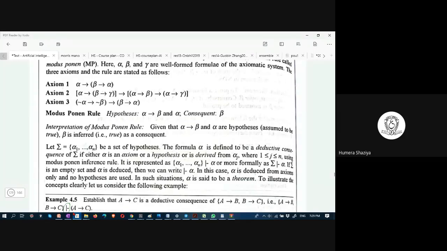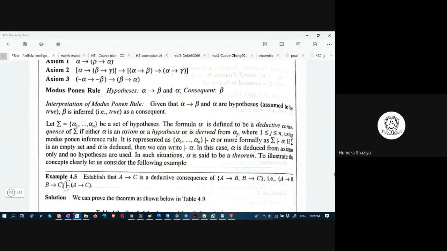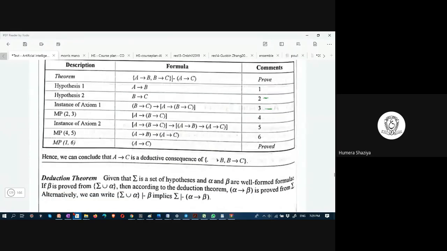These are hypotheses. When these are given, from these we can derive beta. Means only the beta part we can take from this hypothesis and prove that beta is true. Assume that this statement alpha implies beta is true and alpha is true, which implies beta is also true. That is the modus ponens rule, MP.